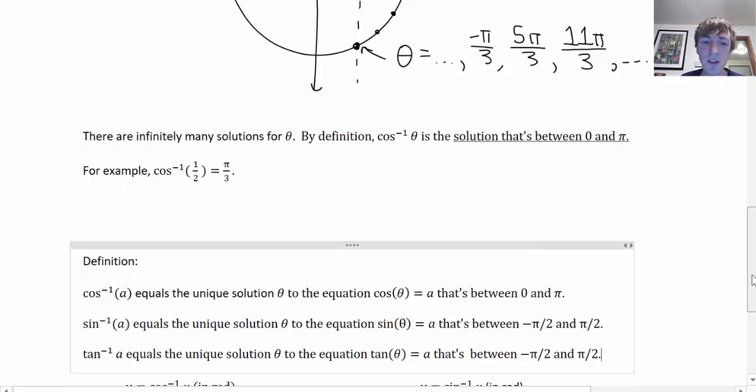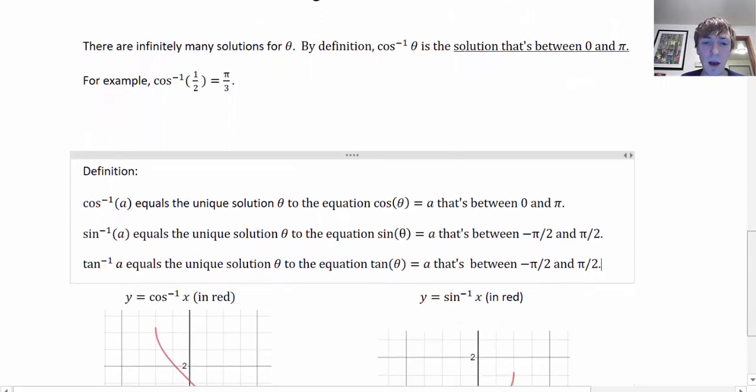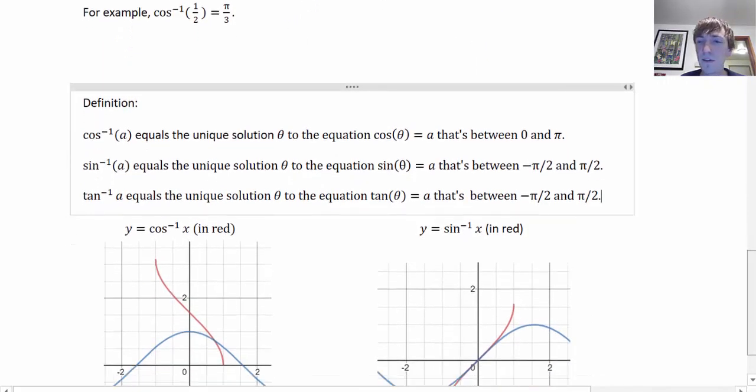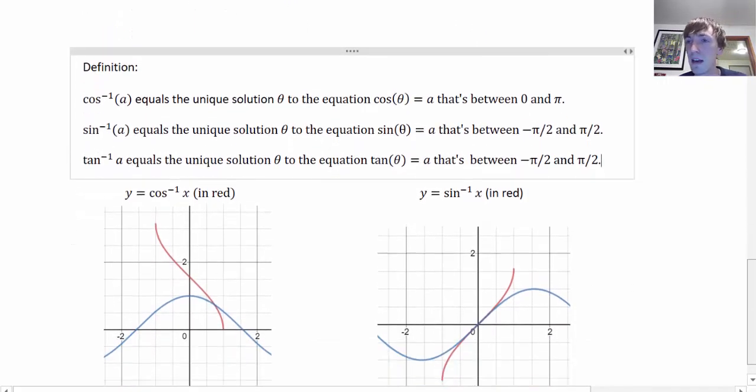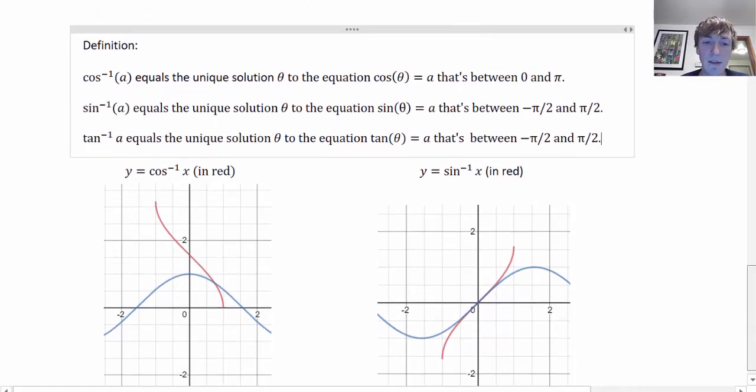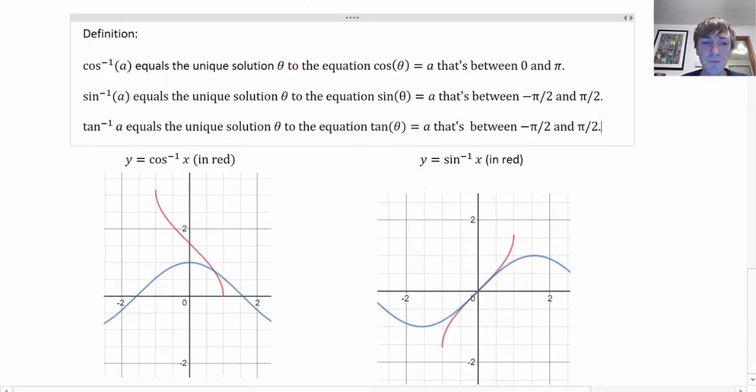So just to show you the graphs real quick, I put up the graph of cosine inverse and sine inverse. I didn't put up the graph of tan inverse, but I'll show that one to you in class. What I've done here, remember, the blue graph here on the left, that's actually the original graph of cosine, if you remember.